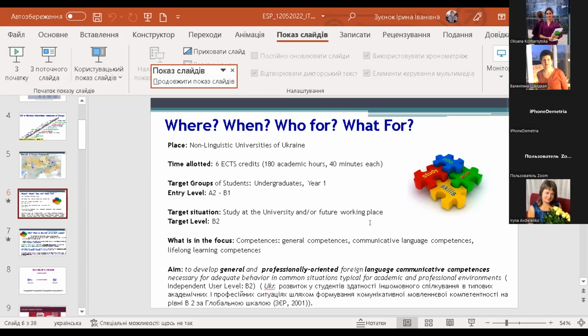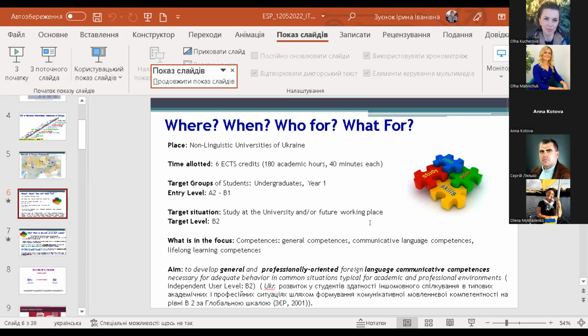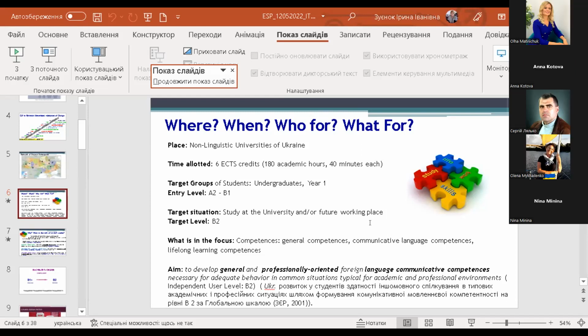That is why you remember that we started with EAP and EOP. But target level put by the ministry standards is B2. What is in the focus? In the focus, competencies. We use competence-based approach. General competencies, communicative language competencies, lifelong learning competencies. And the main aim put for us is to develop general and professionally oriented foreign language, in our case, English, communicative competencies necessary for adequate behavior in common situations typical for academic and professional environments.